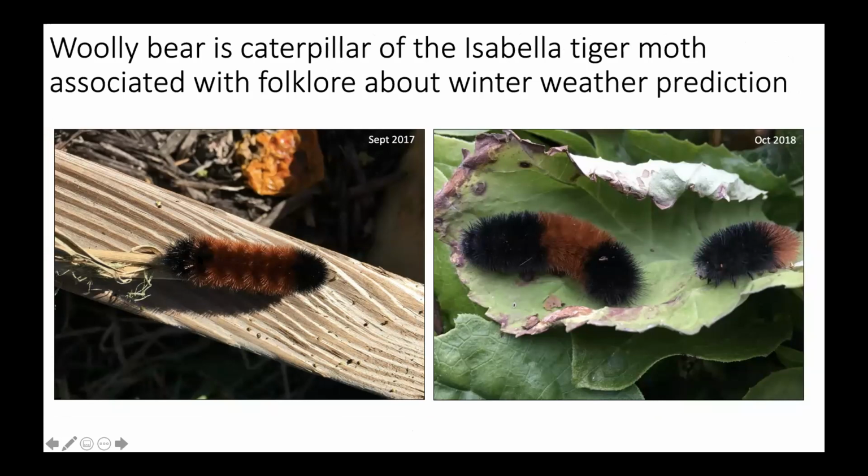They used to say that the more black there was on the body, the colder the winter was going to be. So when I first moved to Nebraska, people always wanted to know if that was true, and I had never heard of that. So this was September 2017. This caterpillar would be telling us that it was going to be a mild winter, and then these ones in October were probably going to tell us that it's going to be cold. And this was debunked. The woolly bear caterpillars cannot forecast the weather.